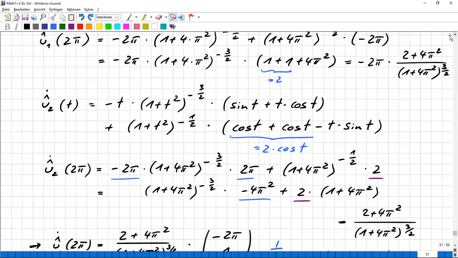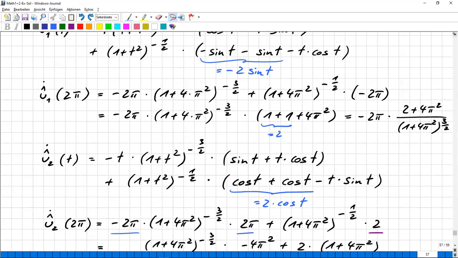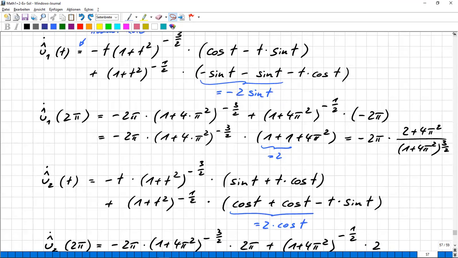So now let's keep this in mind and then insert 2 pi for t right now, so that we have the following. Where am I? I'm sorry, I lost my focus again. I'm here. So I insert, it was my final form. Well, by now it's this one.